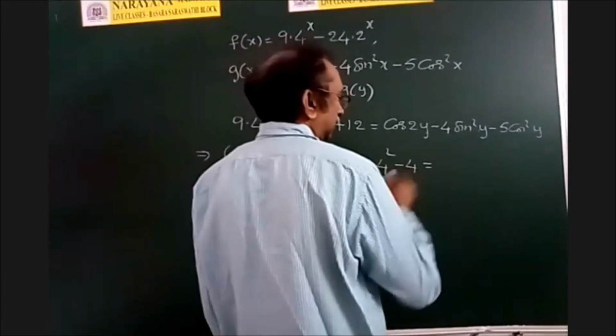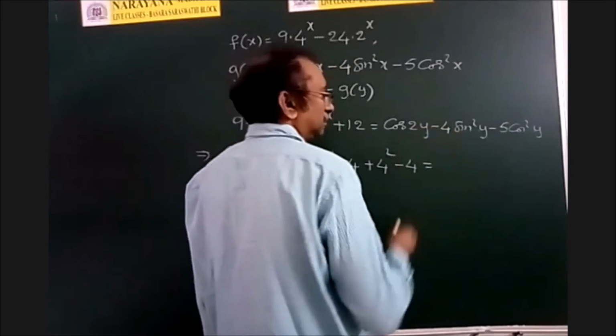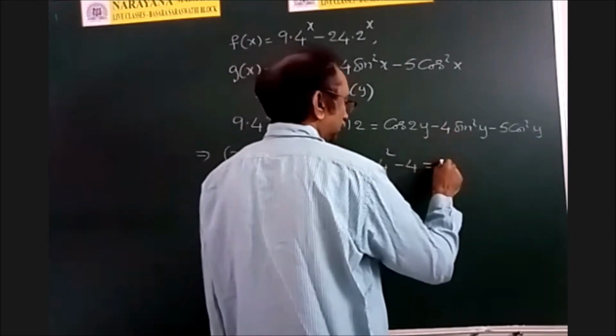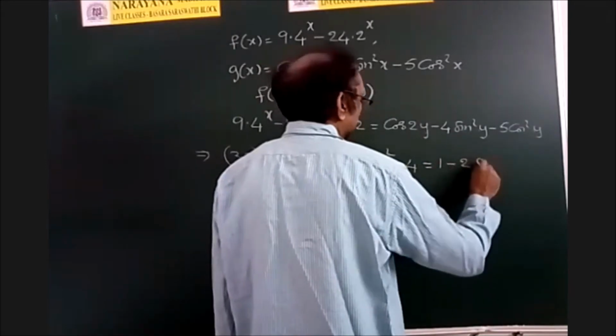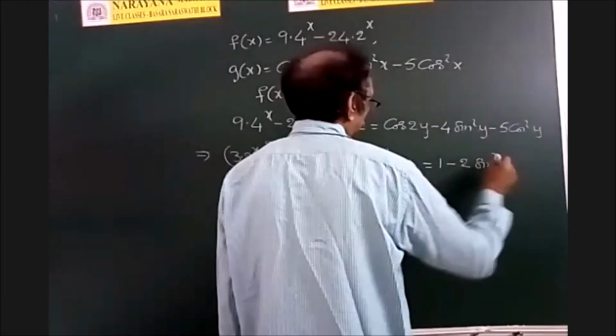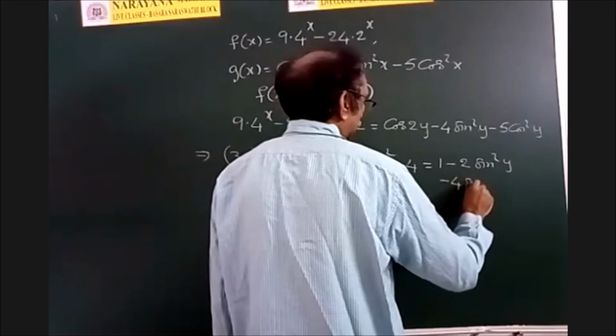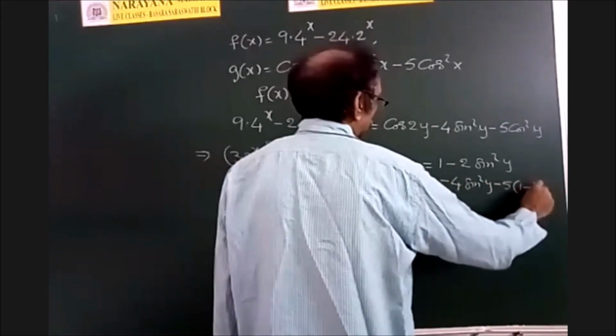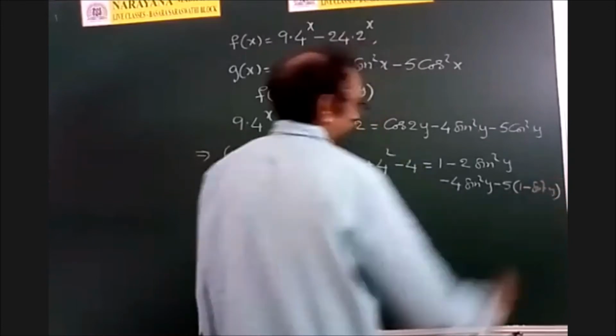So I will convert that in terms of cos square y or sin square y. So I will convert that in sin square y. 1 minus 2 sin square y minus 4 sin square y minus 5 into 1 minus sin square y.